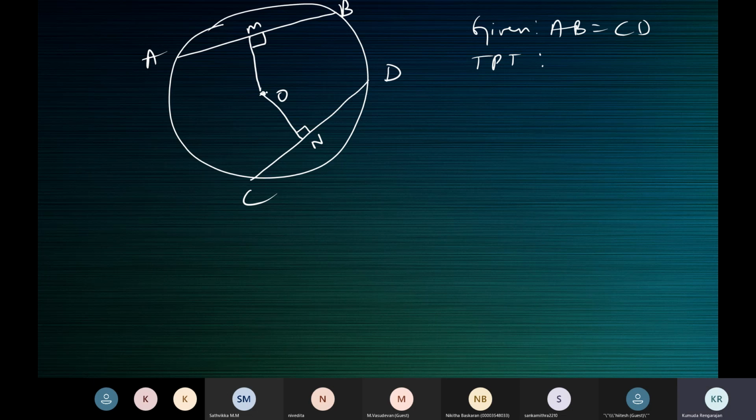Then after this you can join AO and CO, or you can join this and join this. Just get two triangles. Show that these two triangles are congruent. By CPCTC, you will get ON equal to OM. So if AB is equal to CD, then OM is equal to ON.